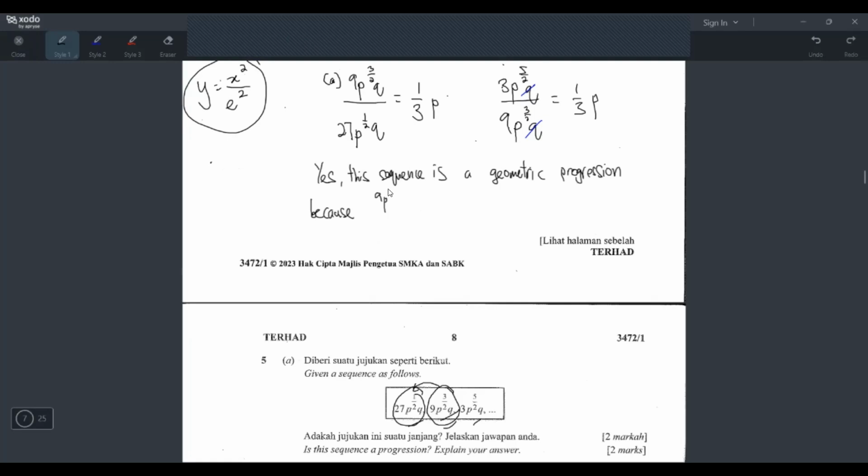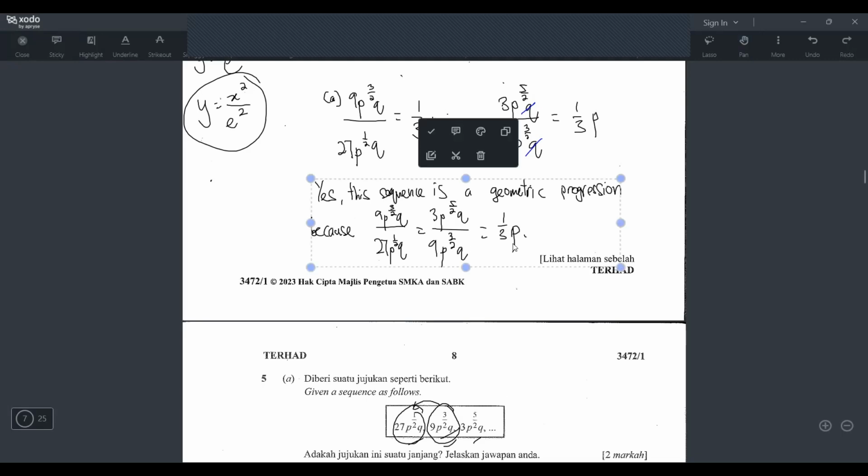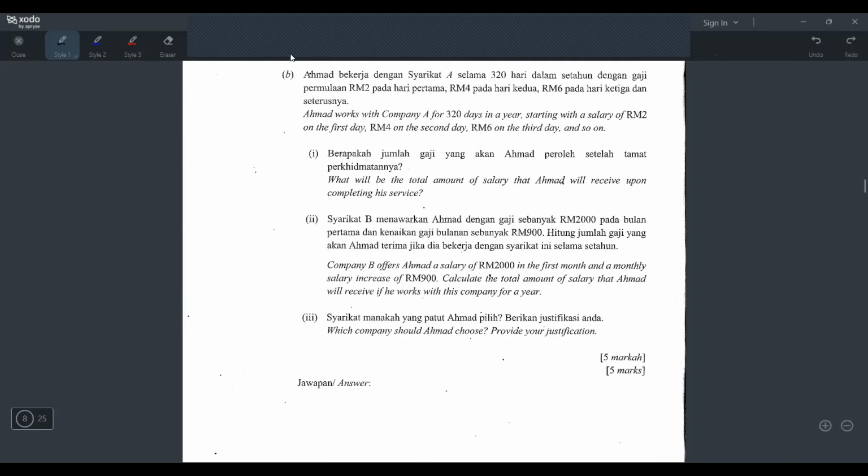9p power 3 over 2q divided by 27p power 1 over 2q is the same as 3p power 5 over 2q divided by 9p power 3 over 2q, which gives you 1 over 3p. Right? So this is the reason. Or you can also write, since this one divided by this one equals this one divided by this one equals 1 over 3p, therefore they are geometric progression. Okay? So it's the same thing. So yeah, it is good enough. Now we can continue with B.